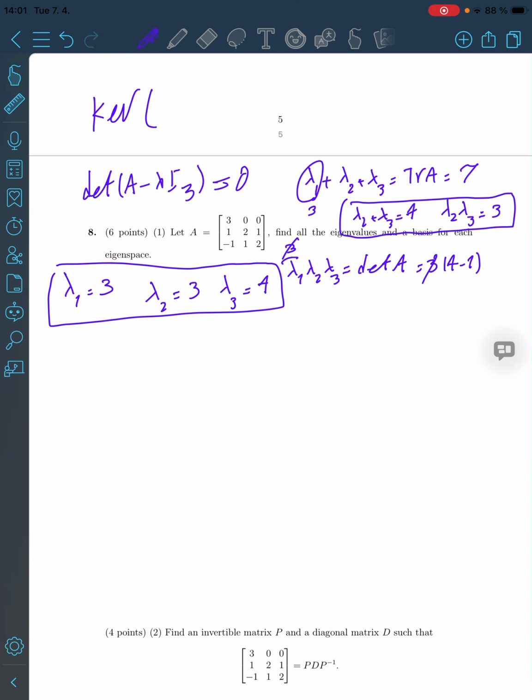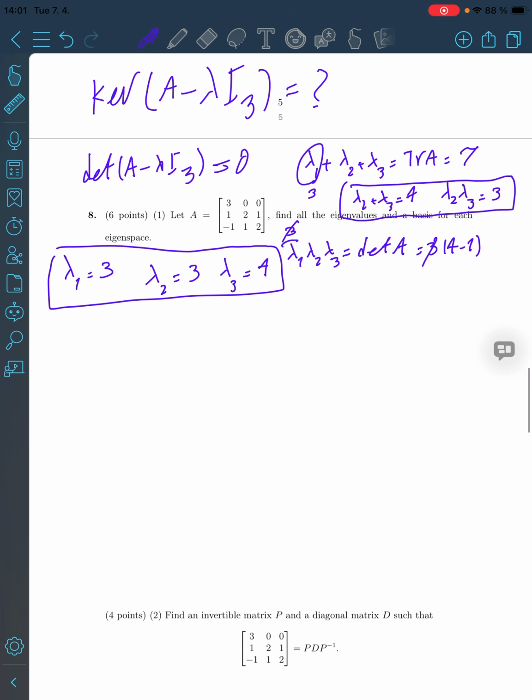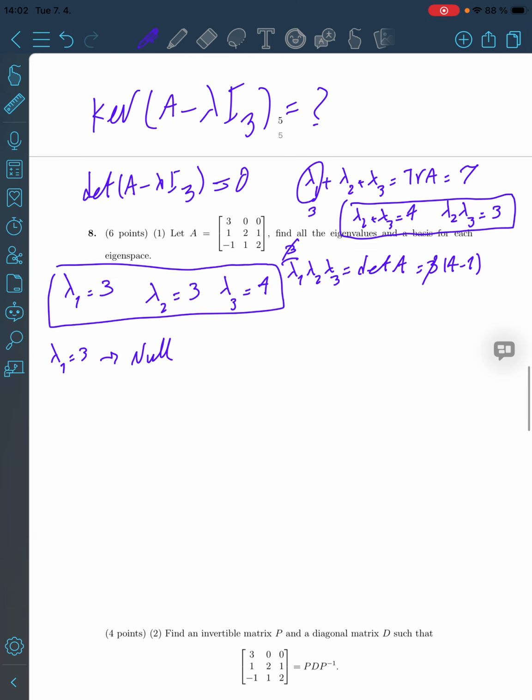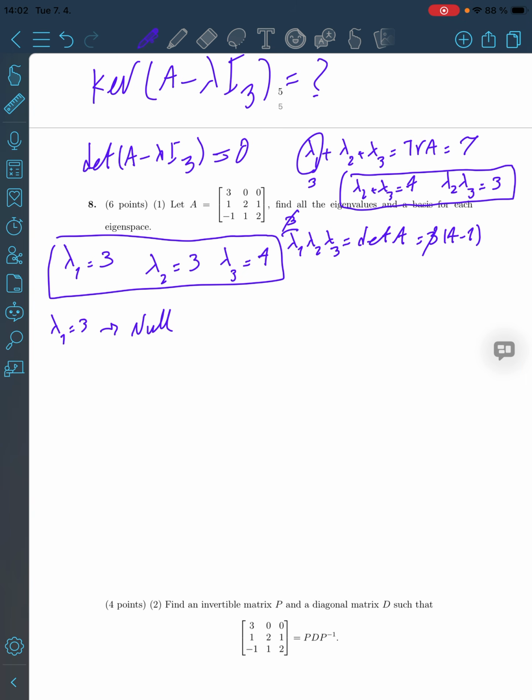So it doesn't matter, those are the same for matrices. Null of A minus lambda I3. So you should compute this one for each eigenvalue. So let's start with, for example, lambda 1 equal to 3. Therefore you should compute the kernel of which matrix? Maybe I can use null, because most of my students like to use null rather than kernel. Okay, let's compute the null space of A minus 3I3.